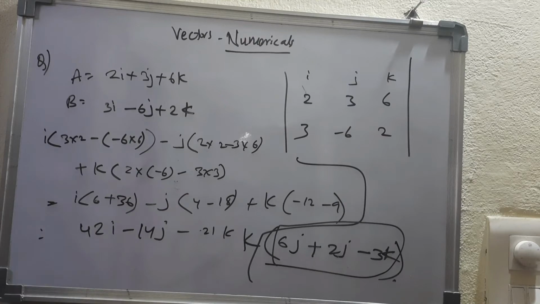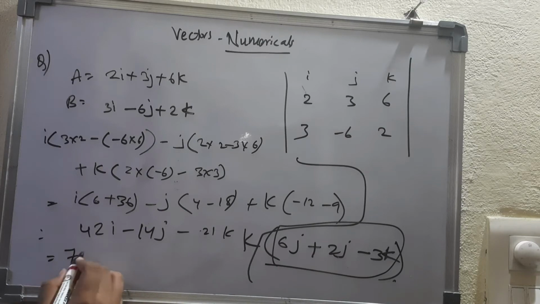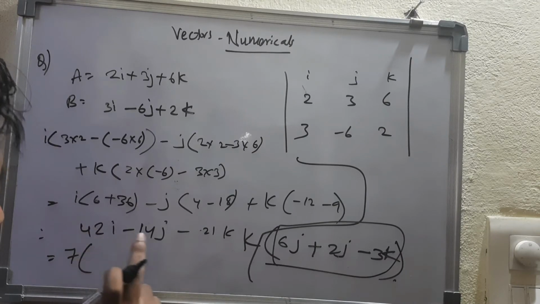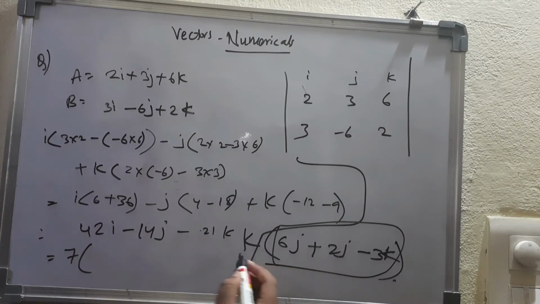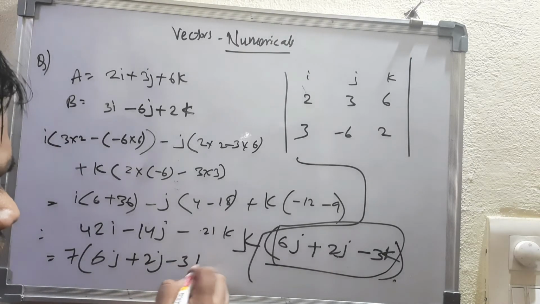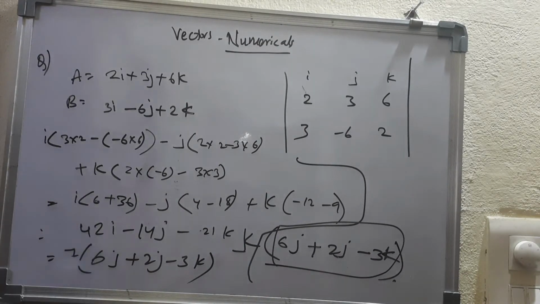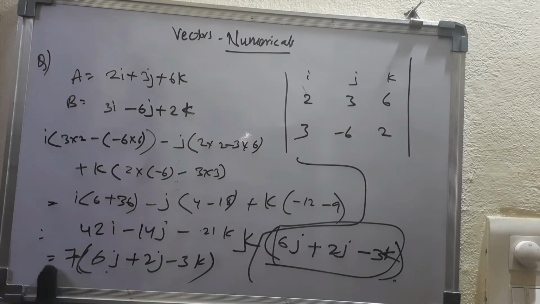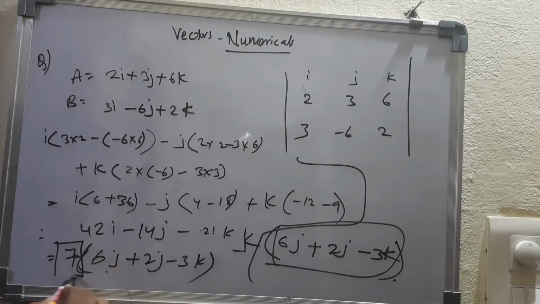So as you can see, for getting 6, 2, 3, you have to divide it by 7 to get 42, 14, 21. So now if I multiply with 7, we'll get 6i plus 2j minus 3k. Now check: 7 sixes are 42, 7 twos are 14, 7 threes are 21. k into 6 is 6k, k into 2 is 14, k into minus 3k is minus 21. So the required value of k is 7.